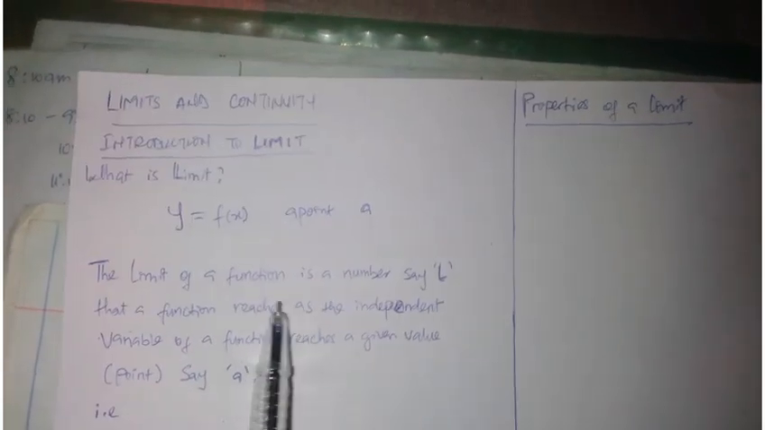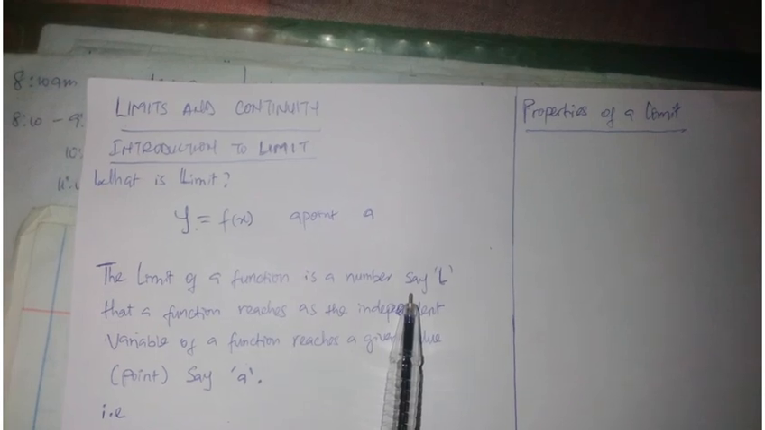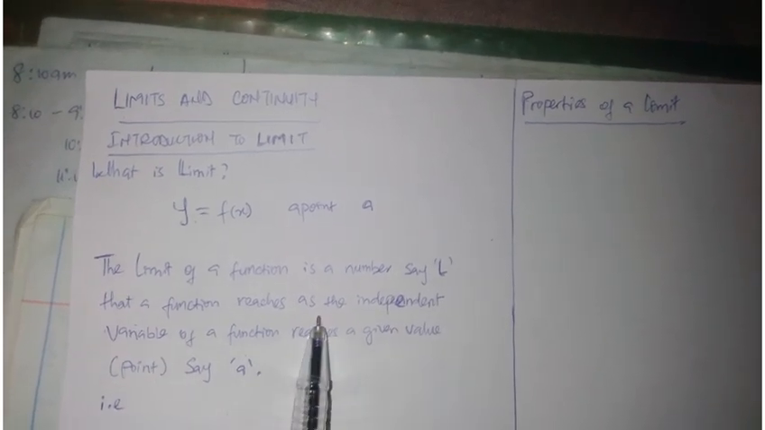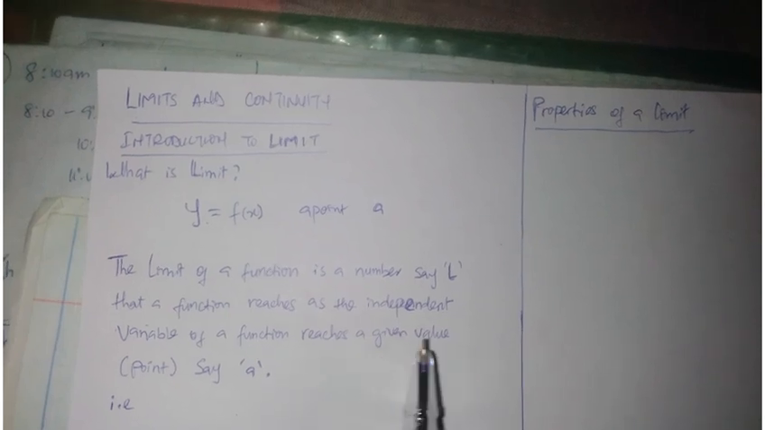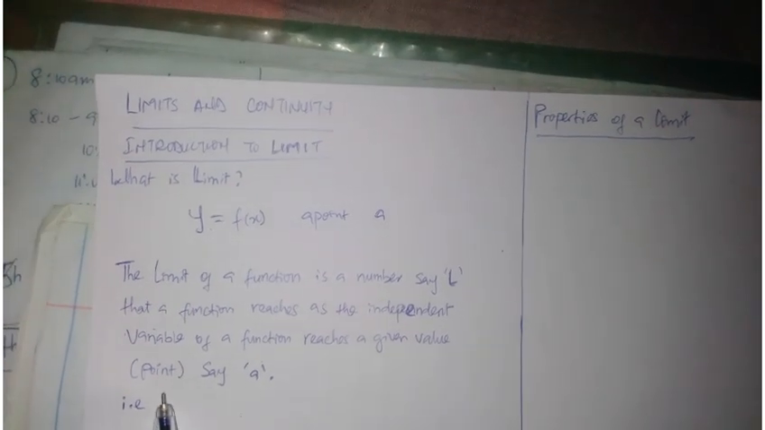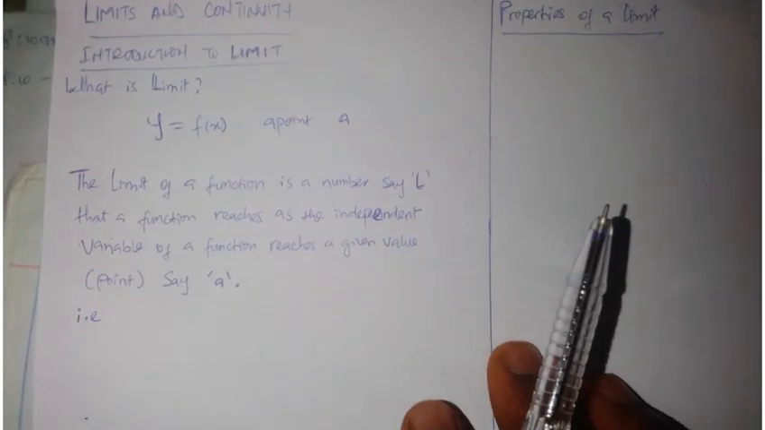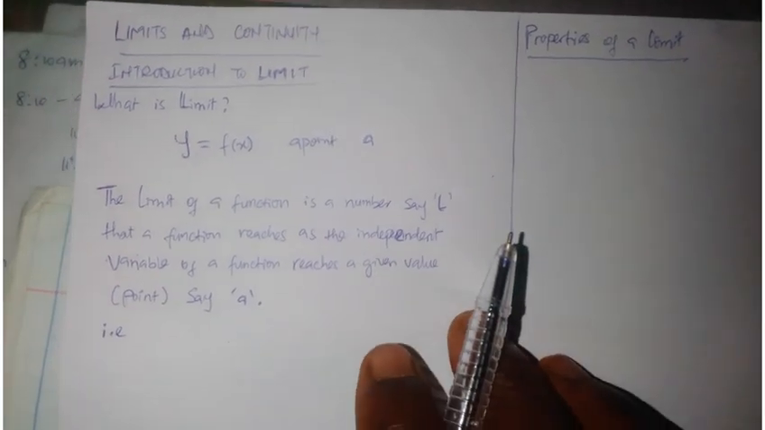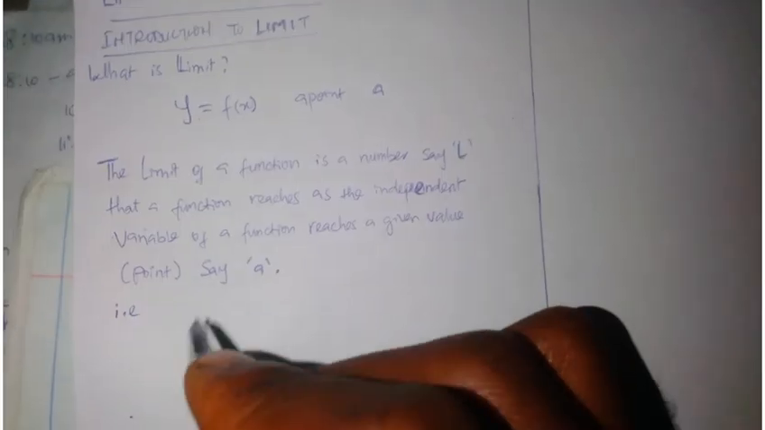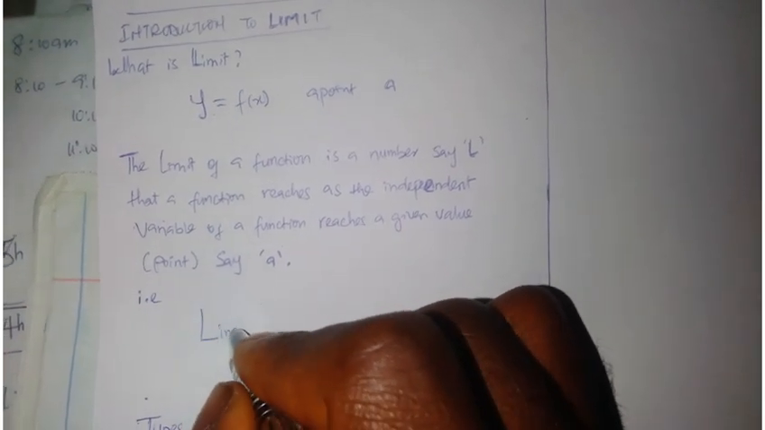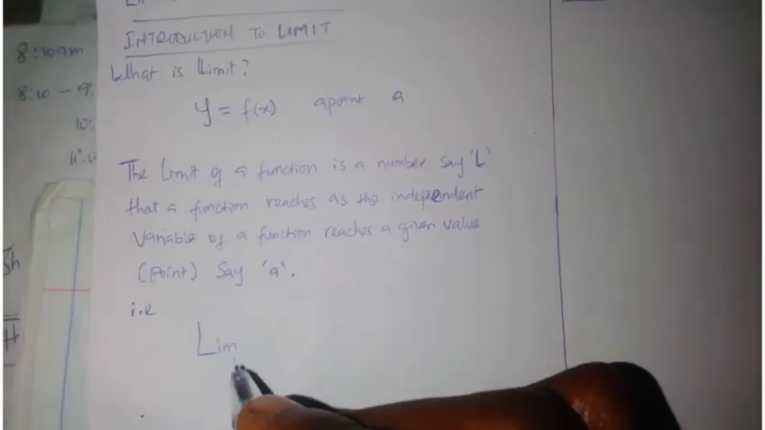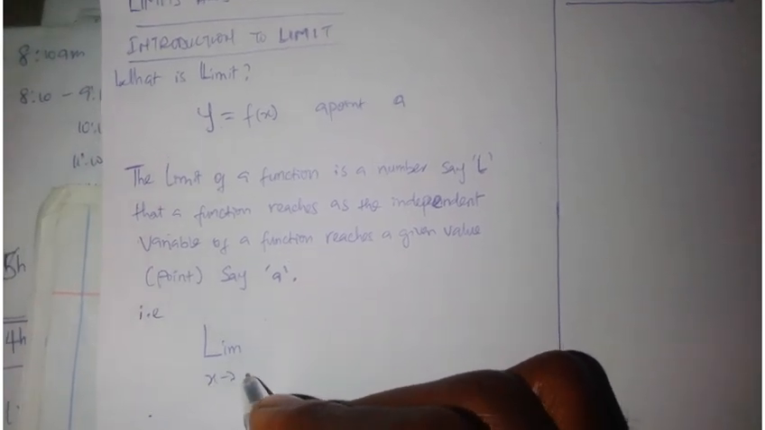Now, the limit of a function is the number, say L, that a function reaches as the independent variable of a function reaches a given value or point, say a. Now, this grammar would seem very big. Let me just write the mathematical expression and then expatiate further. What I just said in English is expressed as this.